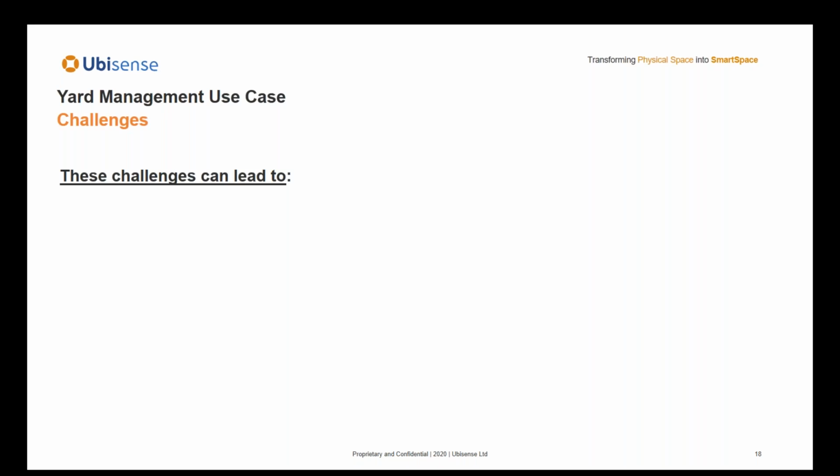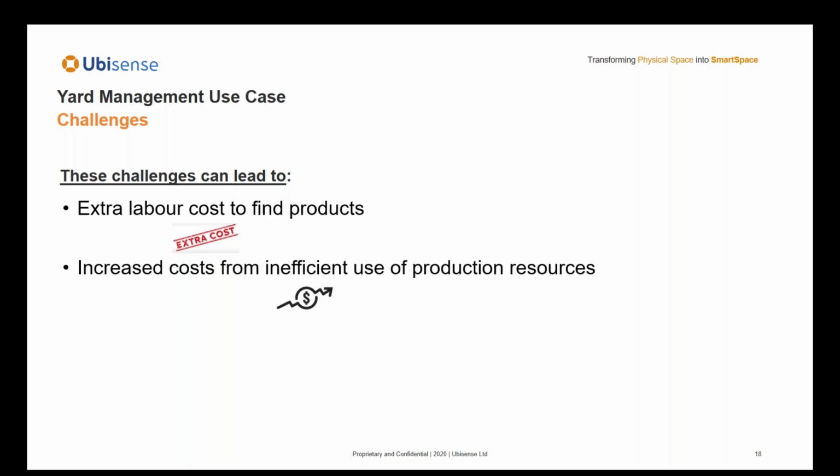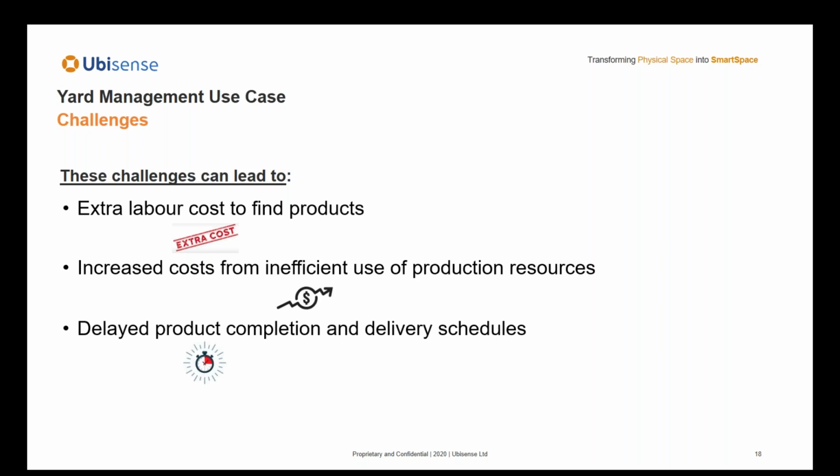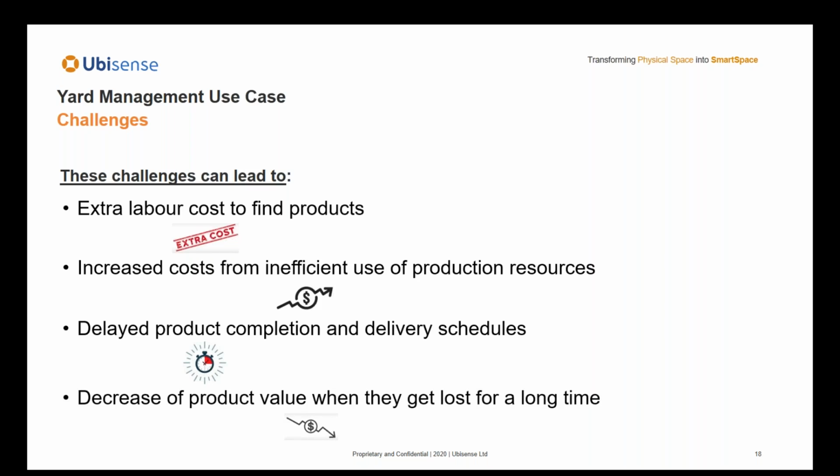So those challenges, what can they lead to? As you've seen, extra labor cost to find products. If you don't find them instantly, you need to send new people to look for them. You can have increased cost from inefficient use of production resources. We saw that you can have some production resources left idle waiting for a missing product. You can have delayed product completion and delayed delivery schedules. And if you lose your product for quite some time, you can decrease its value.